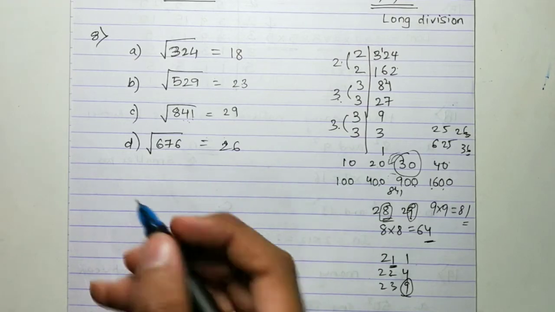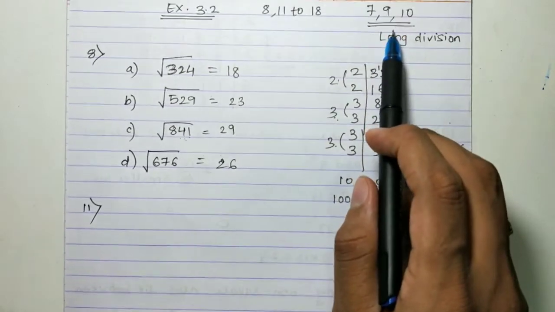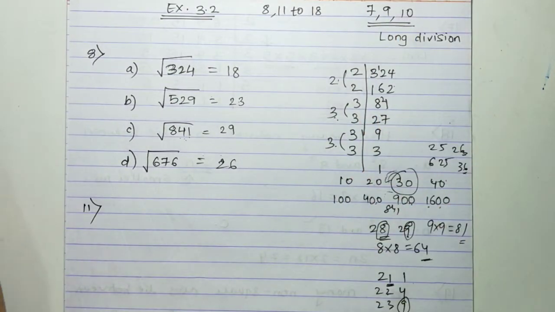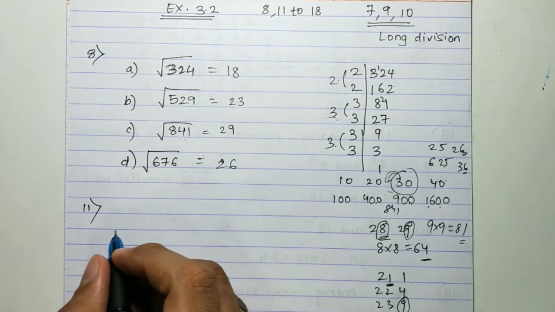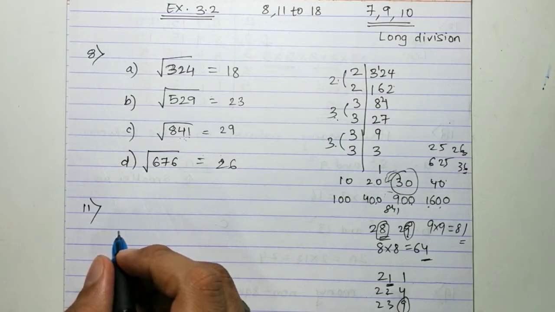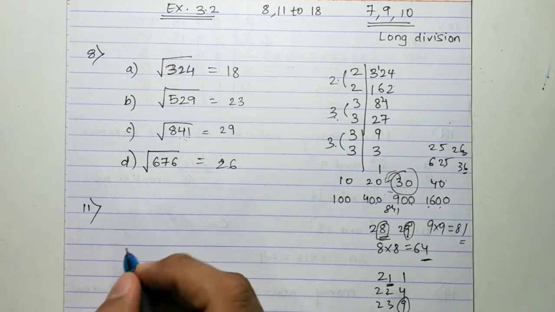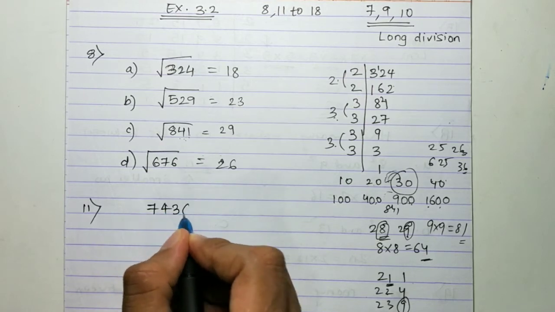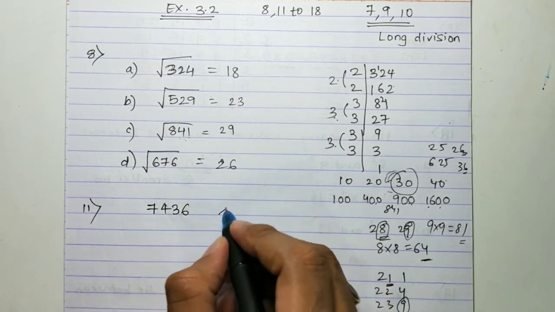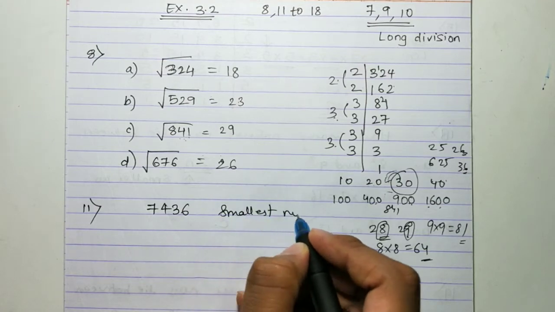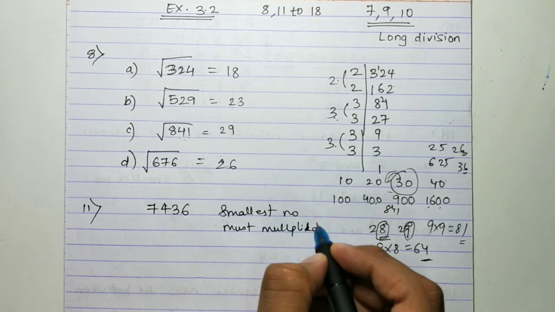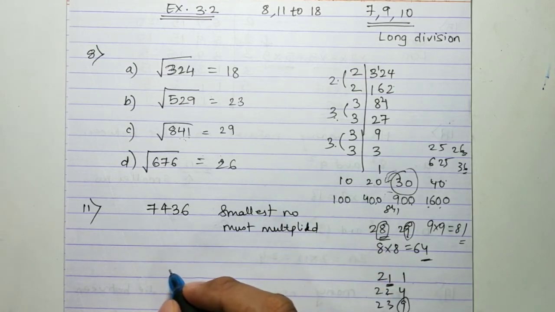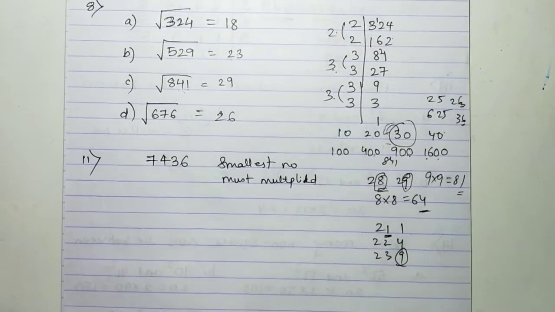Okay, let's do the 11th sum now. The 9th and 10th I have told you we'll do in the next video, or we have already done in another video. Now what we have to do here is find the smallest number by which 7436 must be multiplied to make it a perfect square. So the smallest number that should be multiplied with this to make it a perfect square.